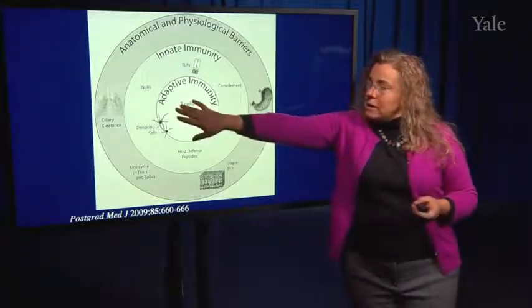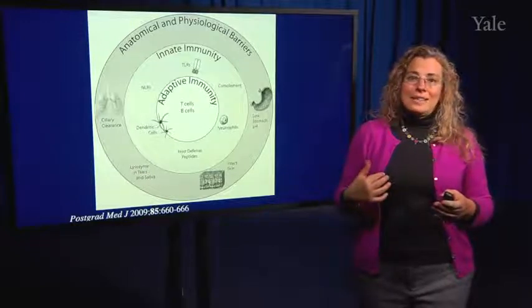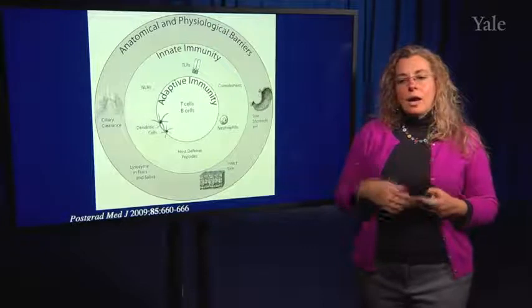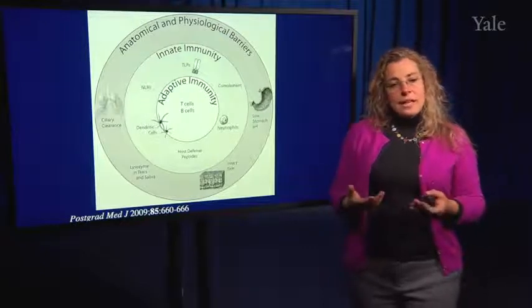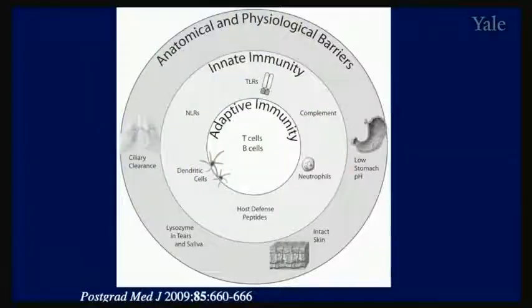You have movement in your lungs, so ciliary clearance. We breathe in a lot of things, and the movement in our lungs pushes those things back out so they don't make us sick. You've got some enzymes in your tears and saliva that can break down some proteins. That can also prevent an infection. And the biggest barrier we have is actually our skin, our intact skin, which covers our body, of course, and that keeps out many pathogens.